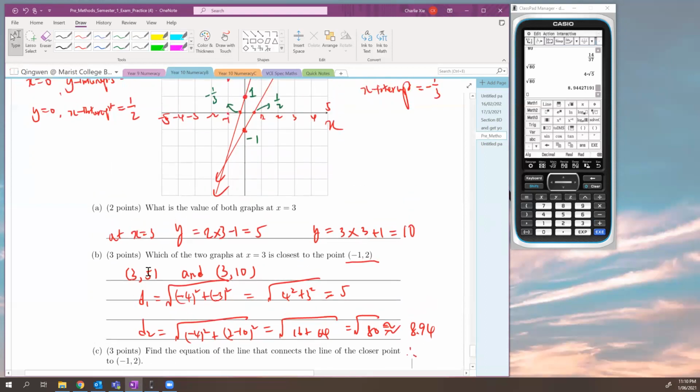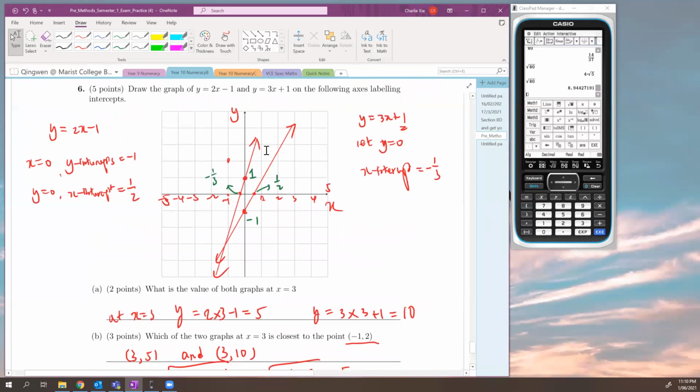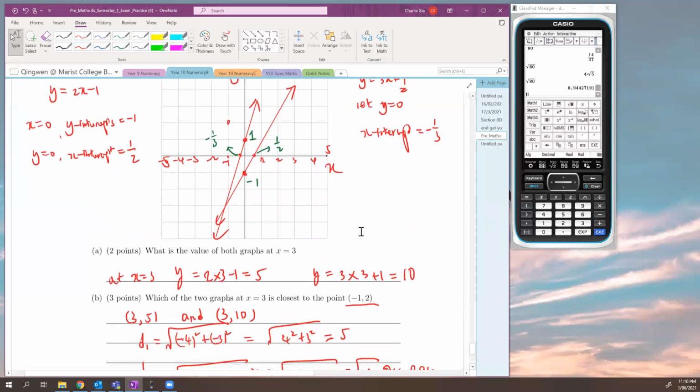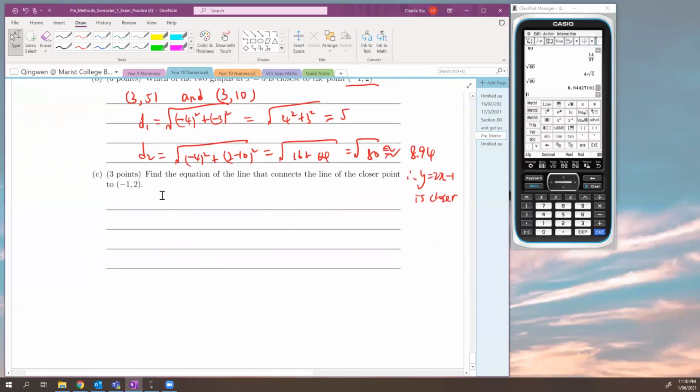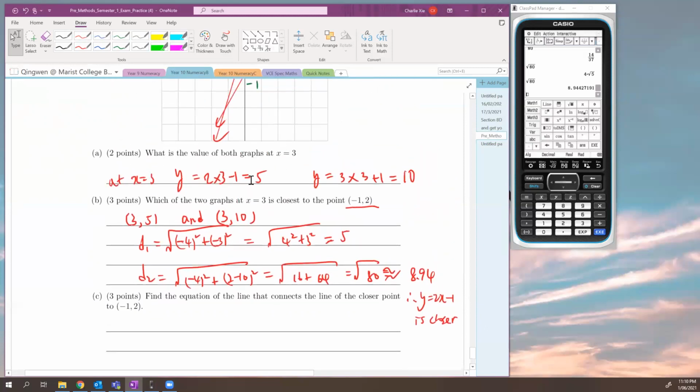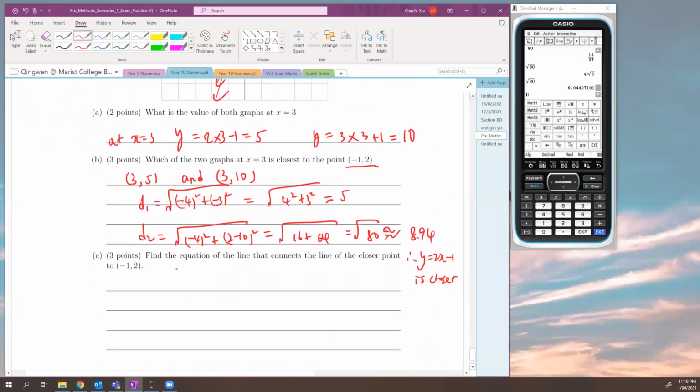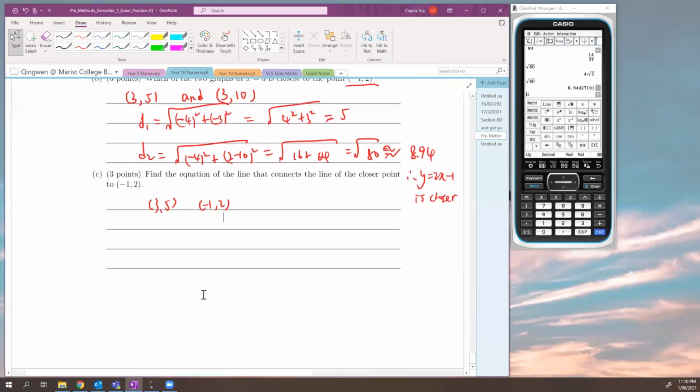Therefore, we can see the point 3, 5 is closer, which lies on the first line, which is y is equal to 2x minus 1. All right, last question of this exam. Find the equation of the line that connects the closer point to -1, 2. So we know the point, this one is closer, 3, 5, and we know the other point, -1, 2, and we're gonna find the equation. That's 3 points. So we're gonna show working out.